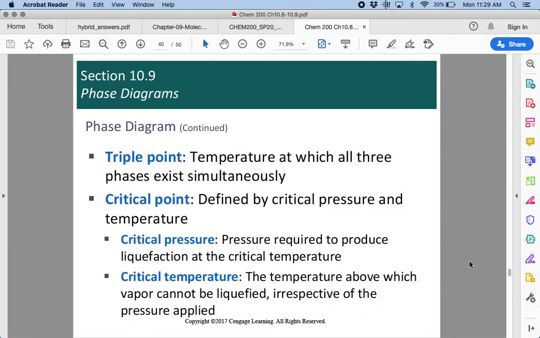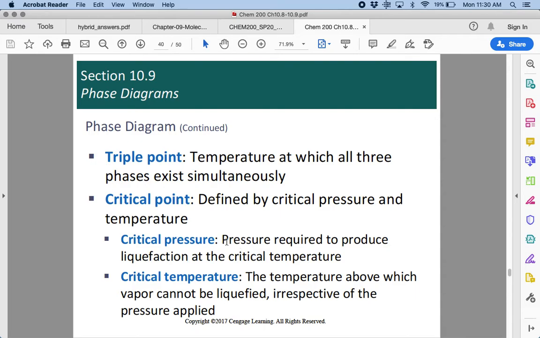Now remember, this isn't something that in our day-to-day lives we see happening to the naked eye, because we're not under conditions where we can control the pressure and temperature exactly like that. So watching an ice cube melt, we're not going to observe all three of those phases existing at one time, most likely. A critical point is defined by the critical pressure and temperature.